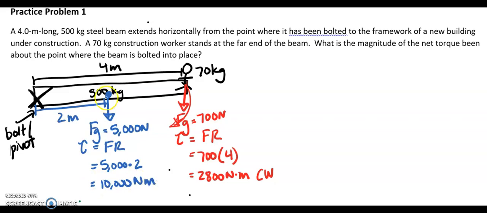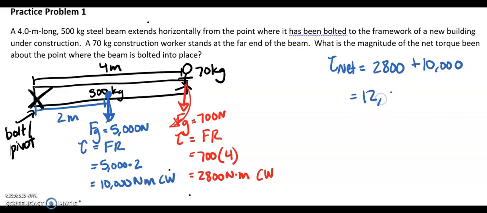Great. So now the beam would also want to rotate clockwise. So now to find the net torque, since they're both just rotating the same way, we can go ahead and add. So it's 2,800 plus 10,000. So we get 12,800 Newton meters clockwise.